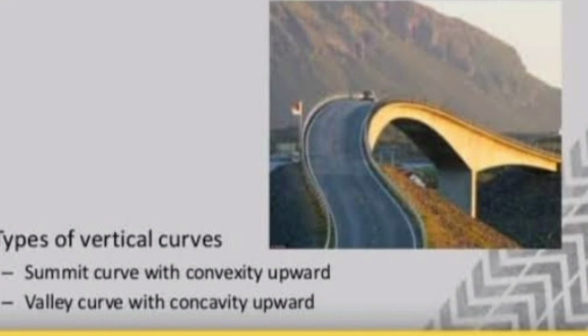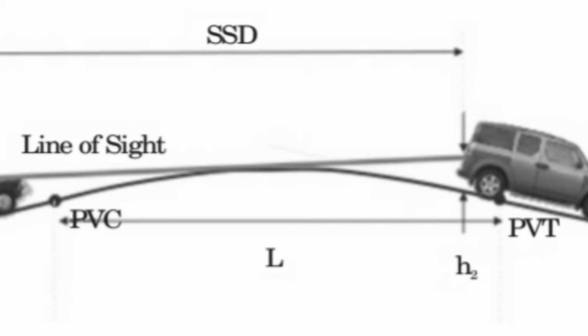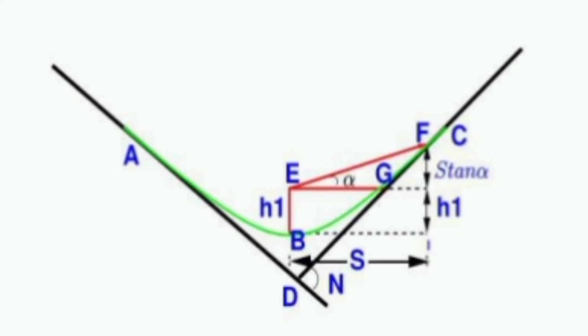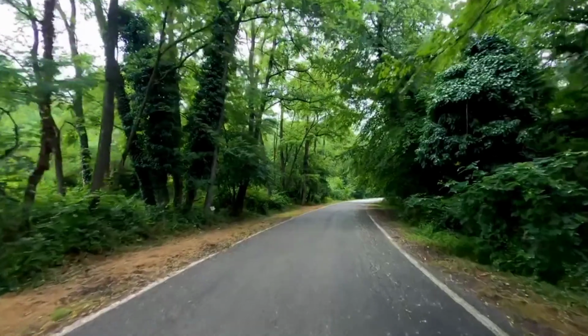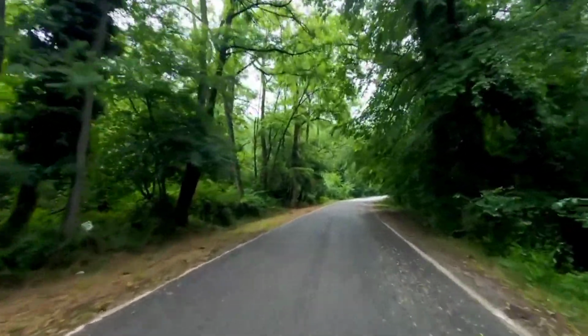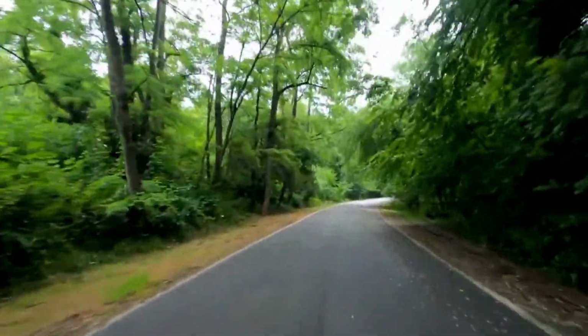Vertical curves are classified in two ways: summit curve and valley curve. What is a summit curve? Summit curves are curves having a convex surface upward. The curves which lie in an upward direction are summit curves. And the valley curve is the opposite of the summit curve. It lies in a downward direction. So the curve having a convex surface downward is known as a valley curve. These are the two subtypes of a vertical curve, and a very important part.